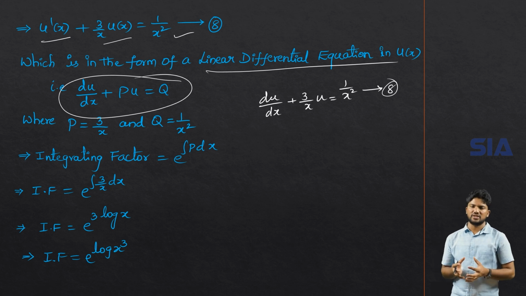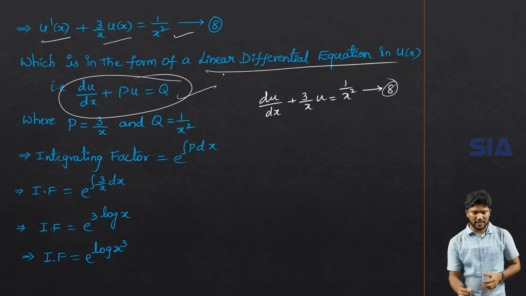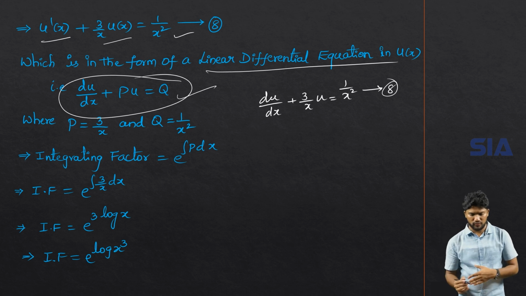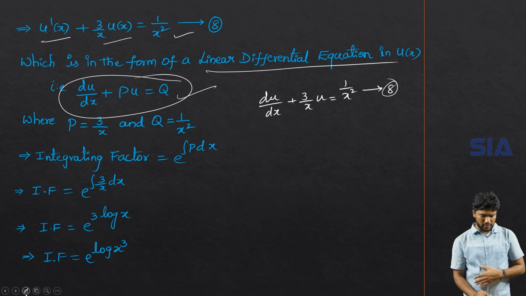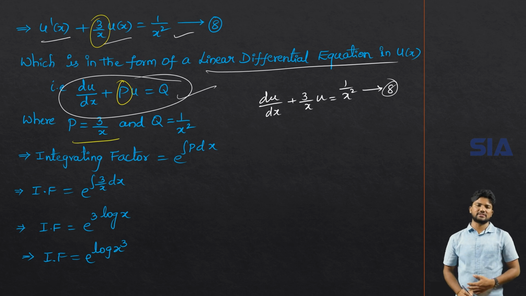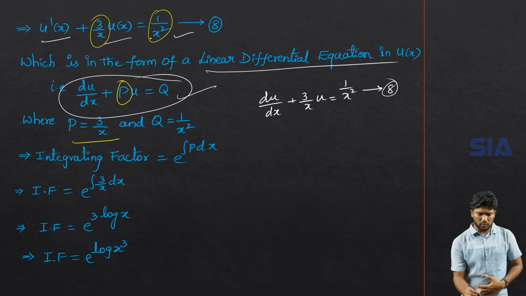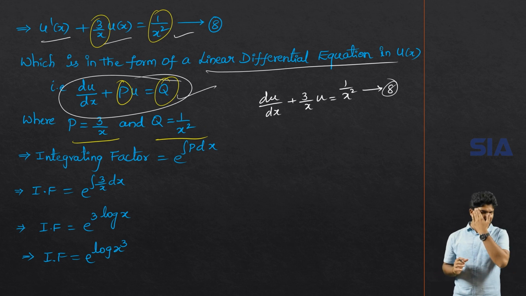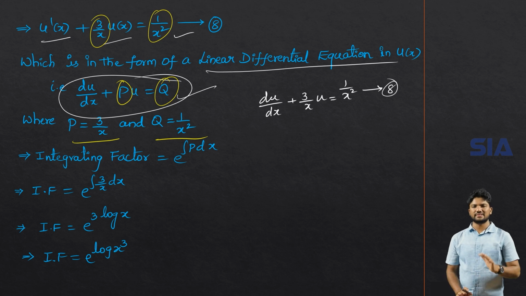Linear differential equation in u of x, that is, we can write du by dx plus p into u equals q. If you compare equation number 8 and this equation, in place of p you have 3 by x, and in place of q, the RHS, you have q equal to 1 by x square. Equation 8 and the below linear differential equation are both similar. If you compare them, you will get p equal to 3 by x and q equal to 1 by x square.